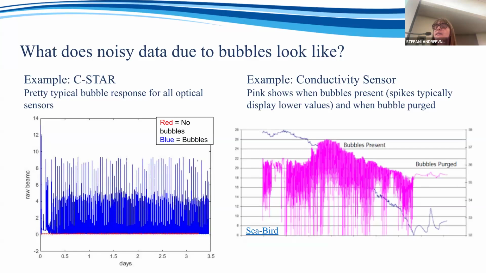On the right-hand side, the pink shows when bubbles are present. And this is with a conductivity sensor. This came directly from a Sea-Bird tech manual or something I found. But the spikes typically display lower values if you have bubbles in the system, and then you can see at the bottom or at the side here where bubbles were actually purged and what that signal should look like. So with noisy data, when you see spikes like this, it's usually an indicator of bubbles, and always check your flow rate first.